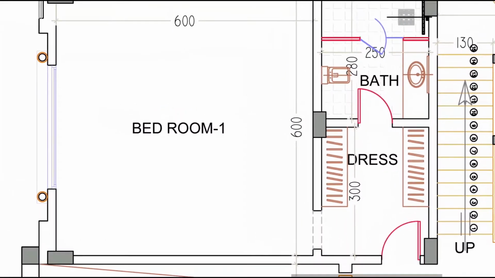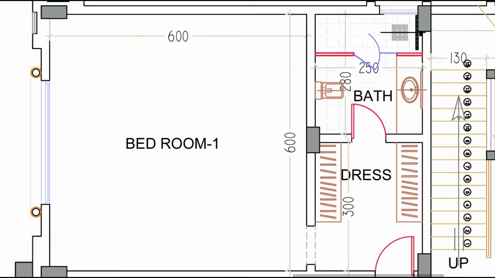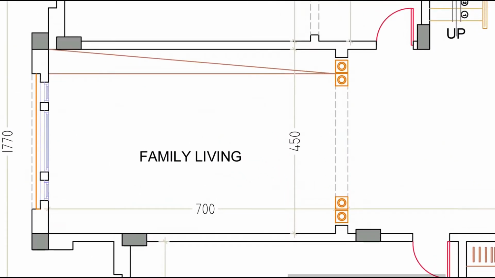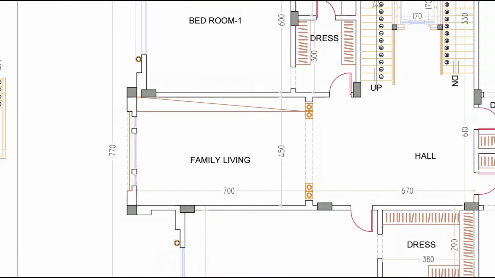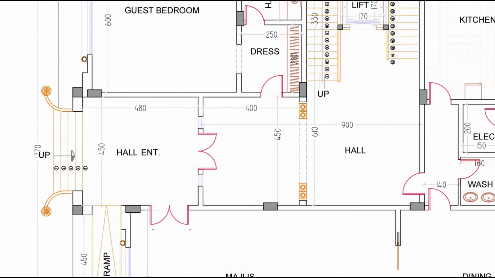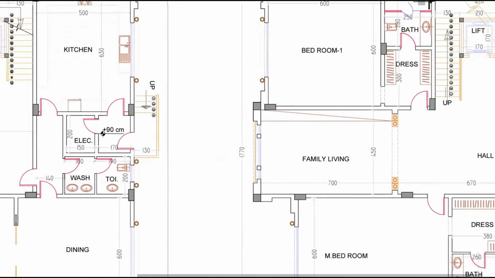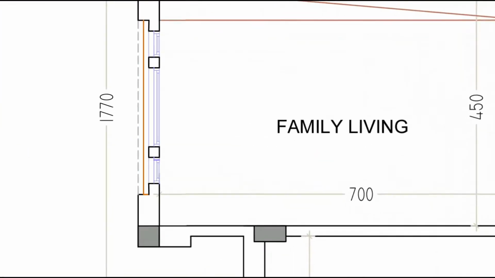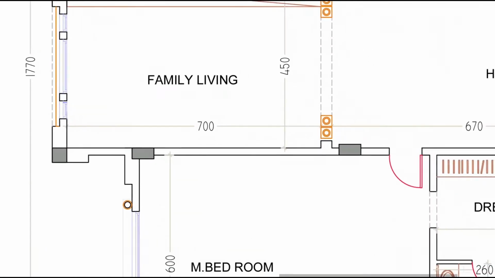And this is our bedroom 1, 600 by 600. This dress area, 300 by 250, 280 by 250. Bathroom. This side window provided. Now this is our wide family living. This design and this part coming from outer design purpose. So this is wonderful decoration. It will continue from ground floor.